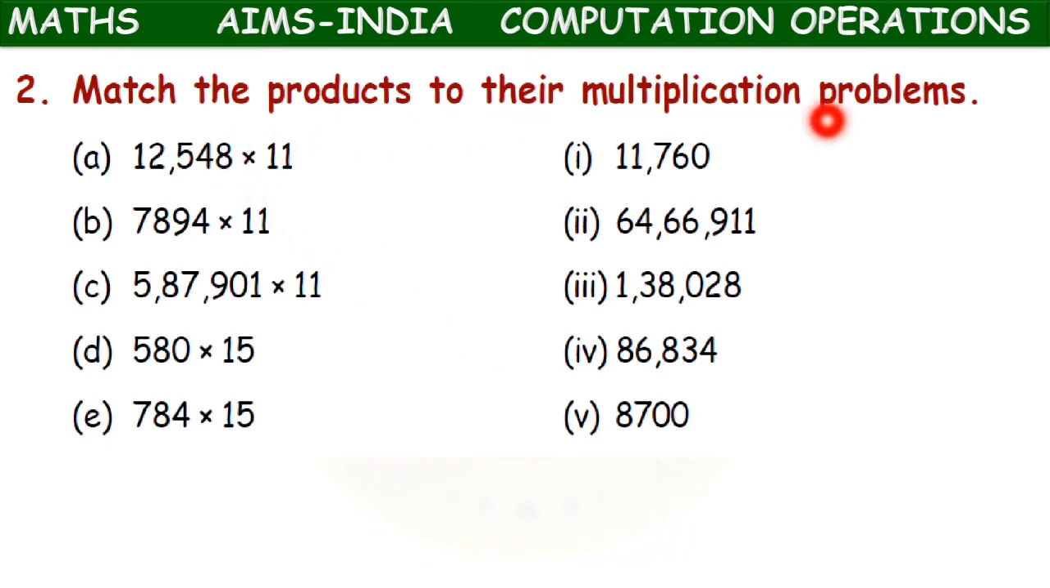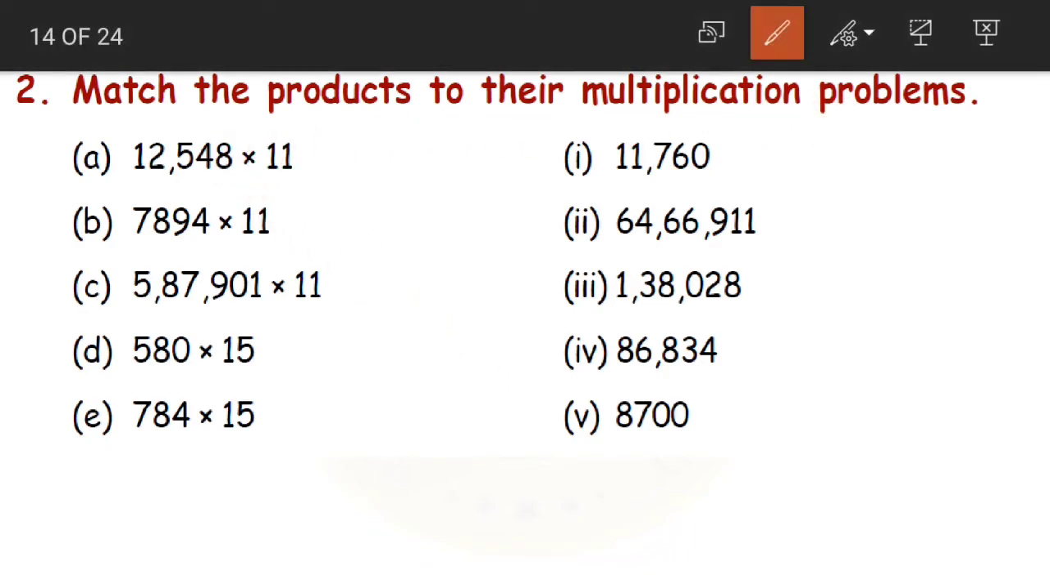Match the products to their multiplication problems. Here we are given a little exercise kind of thing to solve. Yes, children? So let us solve. Now we know that the first one is 124548 into 11. What do we do, children?